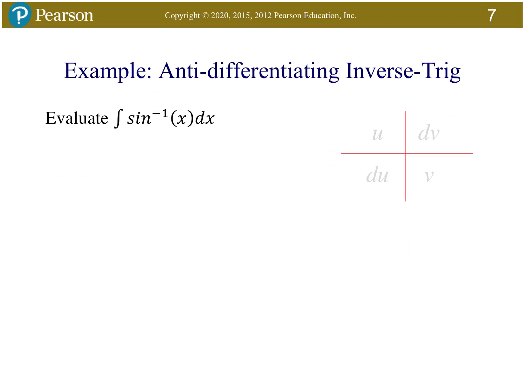Here's an inverse trig. We haven't done one of those yet. Well, we go through the LIPET hierarchy. Since I have no logs, then the inverse trig is going to be my choice for u. Sine inverse of x. And then 1 dx will be my other part. My differentiation process is going to be 1 over the radical of 1 minus x squared times the chain rule, and then multiplied by x.